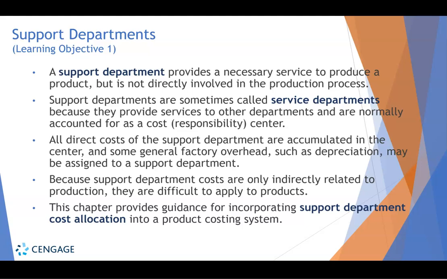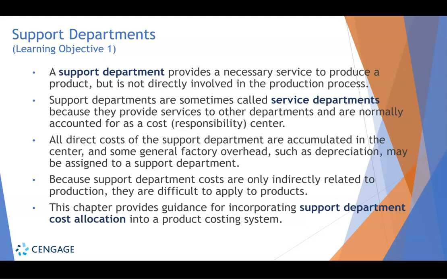Okay, so for this chapter, we're going to talk about allocations of these support departments. A support department is a service that's necessary and helps produce products, but really isn't part of the production process. Sometimes they are called service departments because they provide services to other departments, kind of like a printing department. All of the direct costs of the support department get accumulated in the center, and then some general factory overhead, like depreciation, is assigned to a support department.